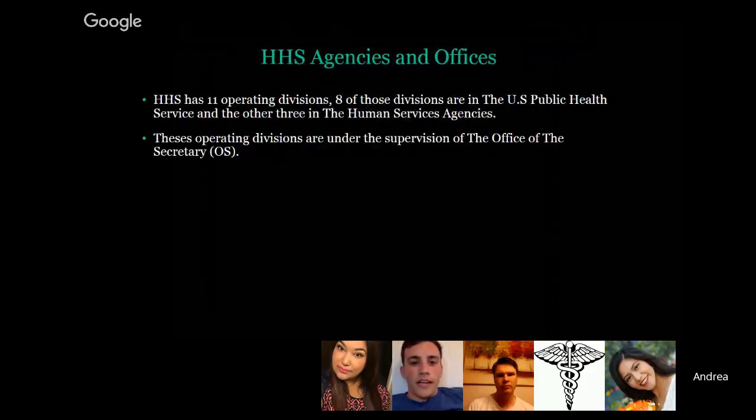And so the HHS agencies and offices: there are 11 operating divisions. 8 of those are under the U.S. Public Health Service, and the other 3 are under the Human Service agencies. The Office of the Secretary administers and oversees the organization, its programs, and the activities. The Deputy Secretary and a number of other Assistant Secretaries support the Office of the Secretary.